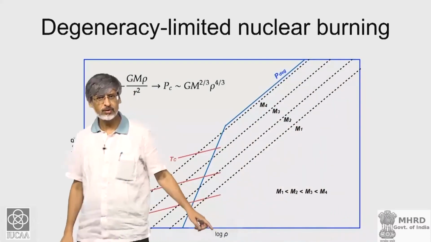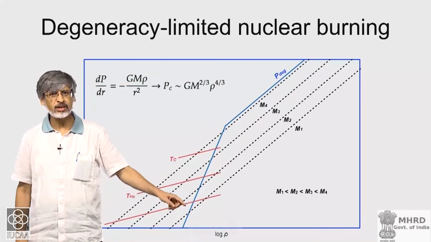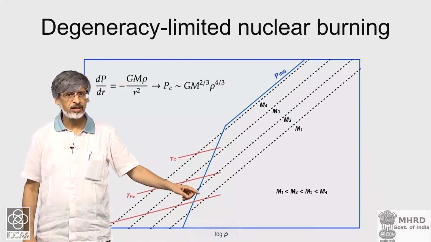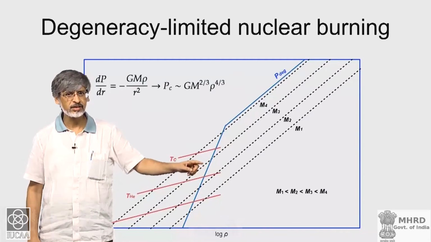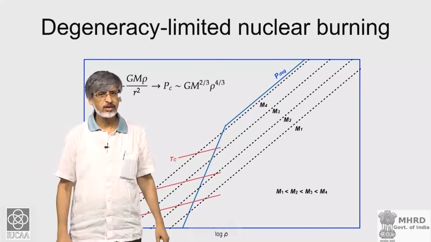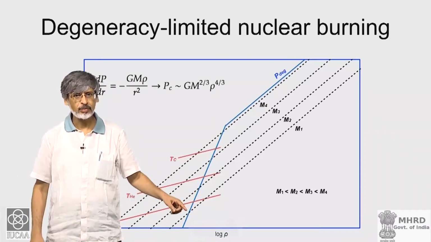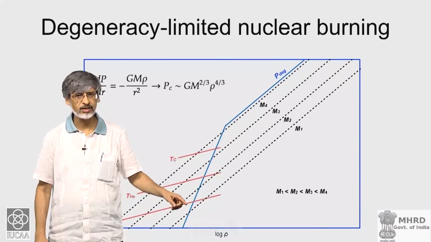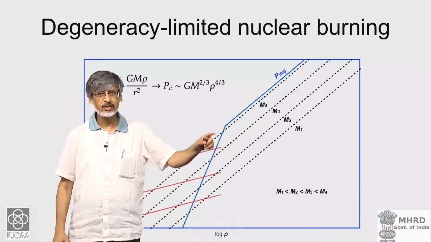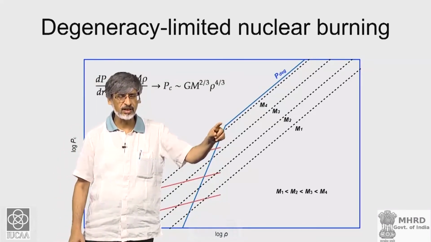In blue is shown here the degeneracy pressure condition that we already discussed. The degeneracy pressure condition is pressure proportional to density to the power of 5/3 at lower densities, and it changes to density to the power of 4/3 at higher densities.